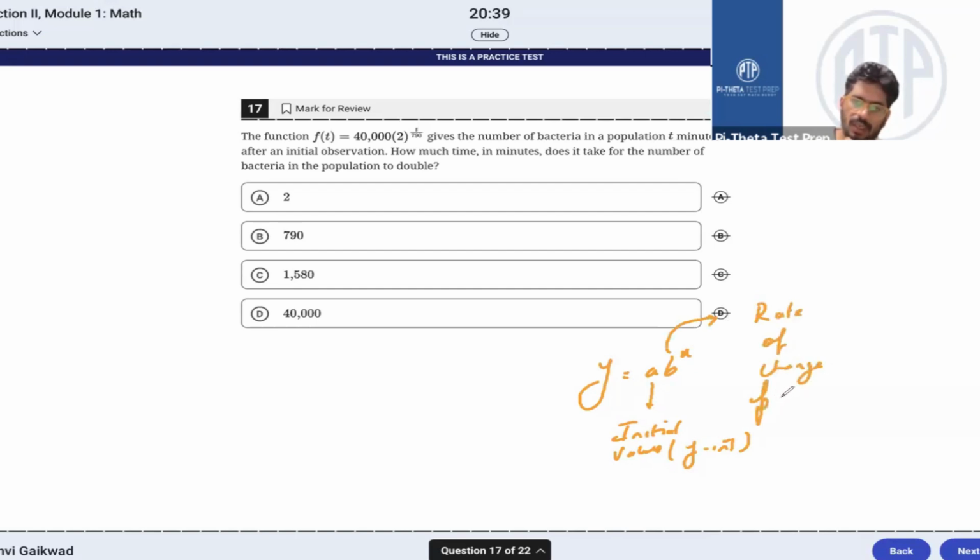that is per period. Per period means whatever is in the power always equates to 1, right? So if t upon 790 is equal to 1, that means t is equal to 790. That is what they are talking about, how much time it requires for the bacteria to double. So b is nothing but the rate of change per period, where whatever is in the power equals 1, and a is your initial value. So our answer is 790 here.